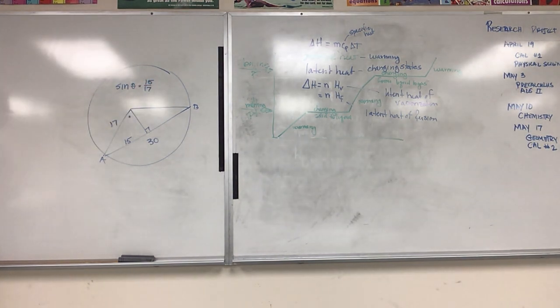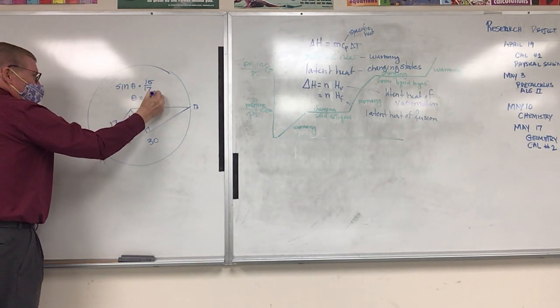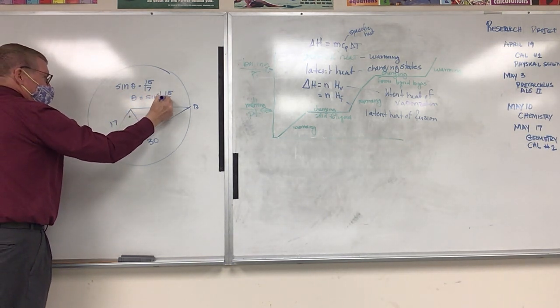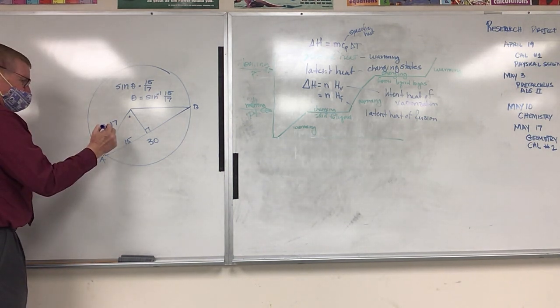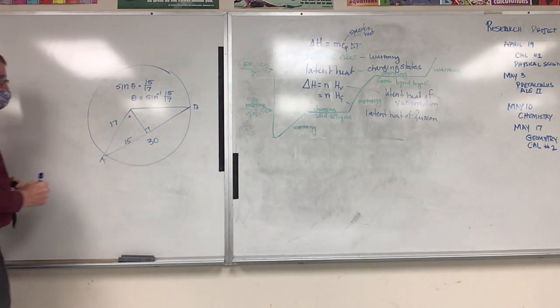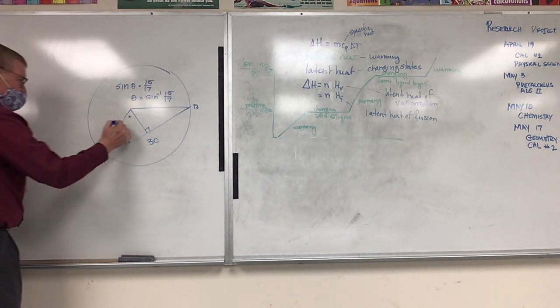All right, we're looking for the angle, so we're going to take the arc sine. Come on, Isaac. We're setting up the problem. So where's my angle? Around 62 degrees? Alright.